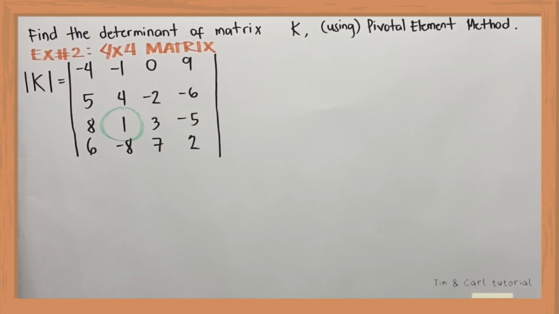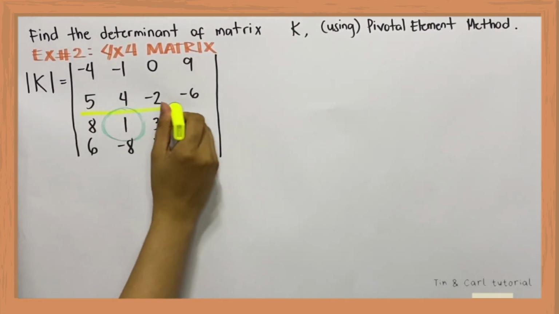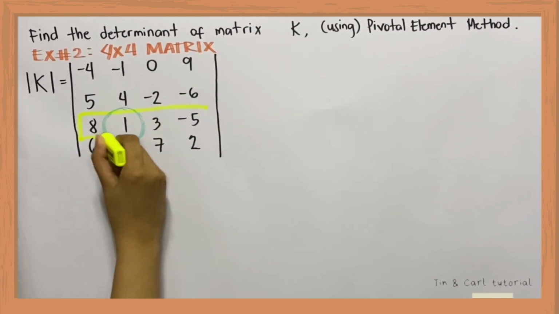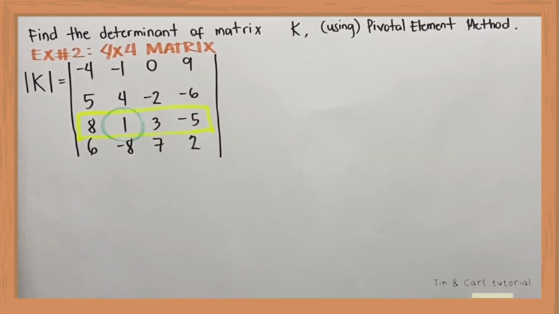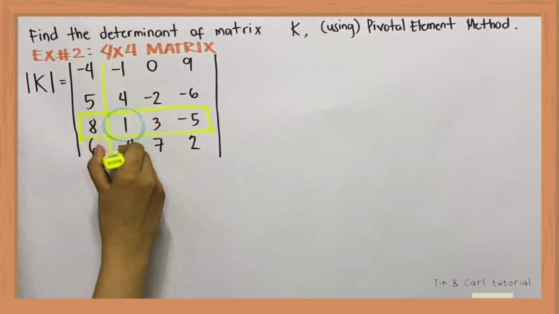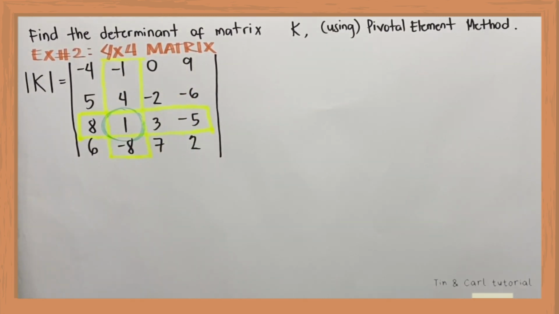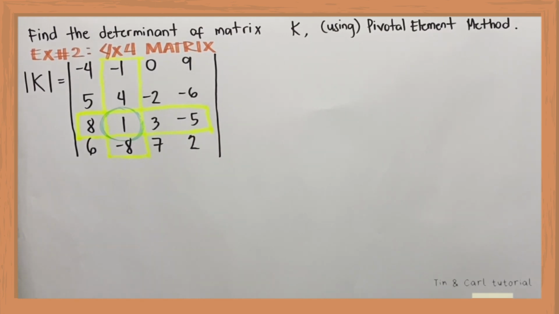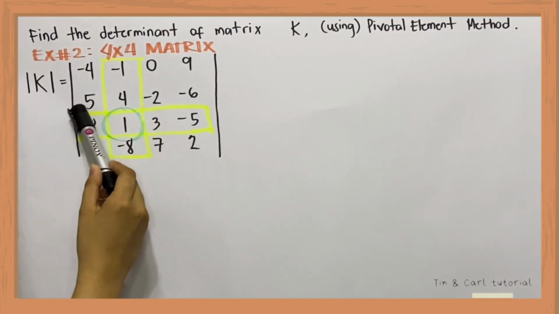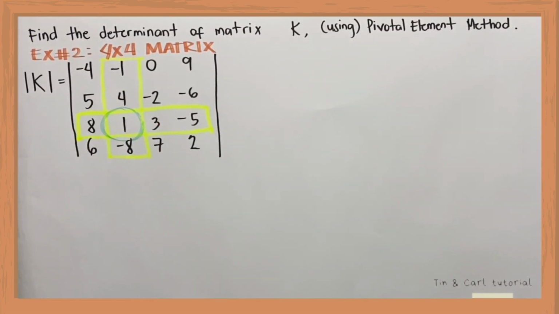So, the next step is we have to cross out the row where it is included. So, the row where it is included, this one. And the column where it is located. So, thus, from a 4x4 determinant, it becomes 3x3, because this will no longer be part of our matrix.